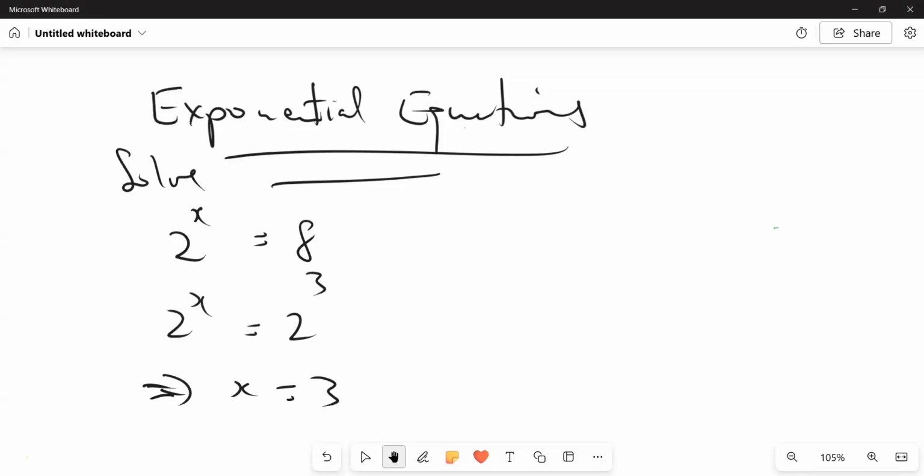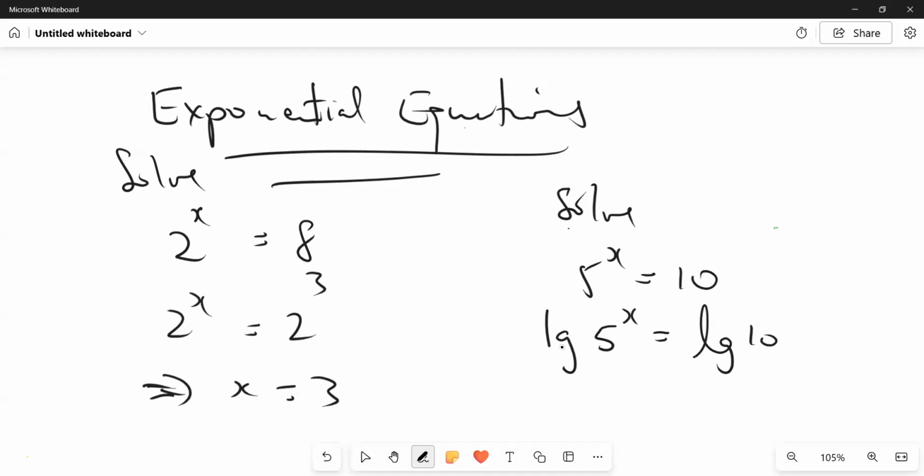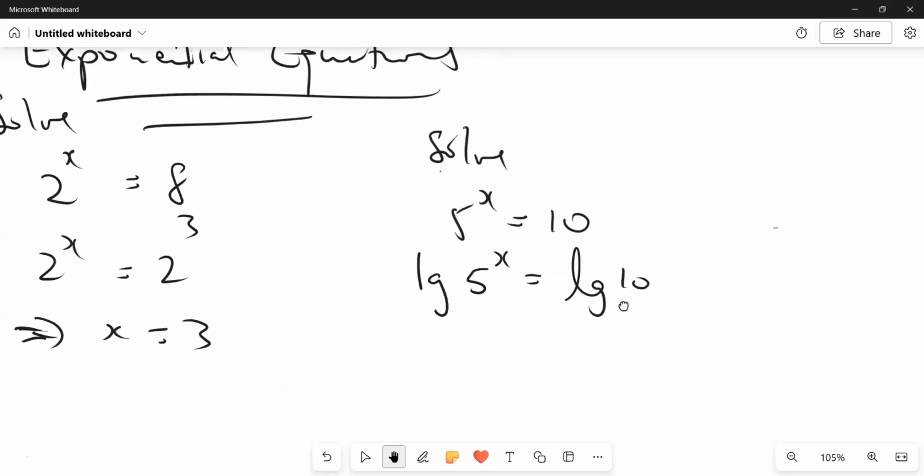But what about if you have something like this now? Solve 5 to the x equal 10. Can you write 10 as a power of 5? No. So what you do then is you can find the logarithm of both sides. The logarithm of 5 to the x equals the logarithm of 10. Because when I use lg, remember, I mean base 10, right? So I'm not going to write log with a 10 at the bottom. lg means you're working in base 10, what we call common logarithms.